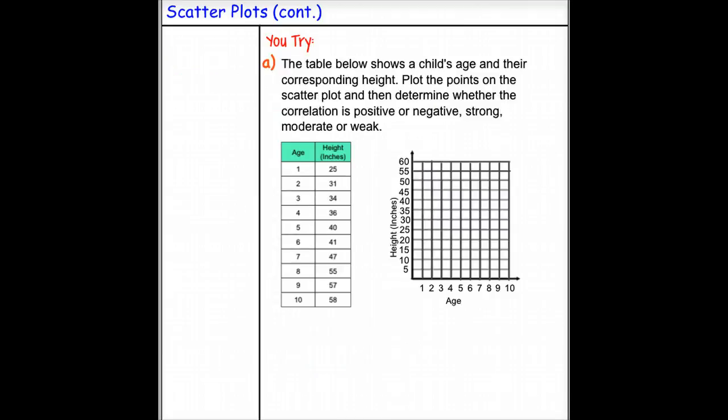Now, we've got a short video today. What I want you to do now is try this U-track problem. It shows the child's age and their corresponding height. Plot the points on the scatter plot and then determine whether the correlation is positive or negative, strong, moderate, or weak. And as always, bring your questions with you to class tomorrow.